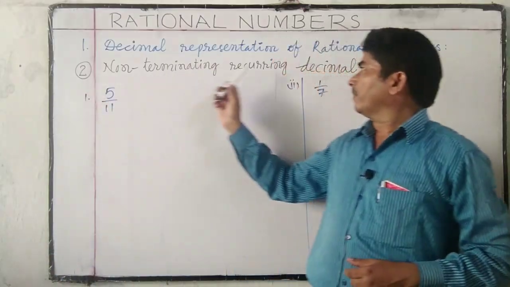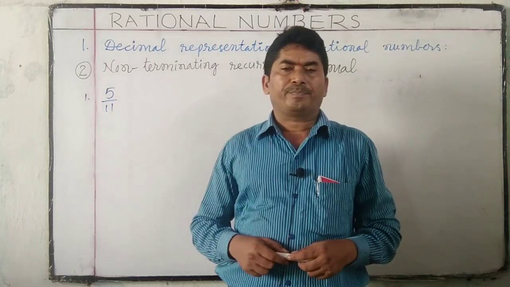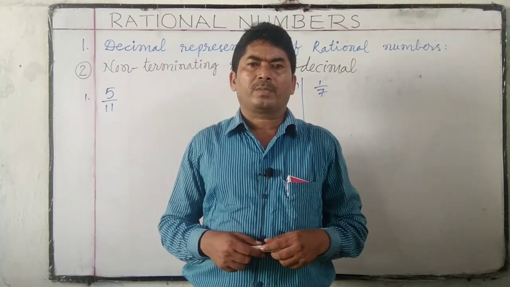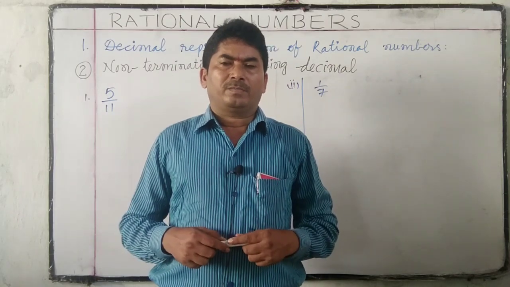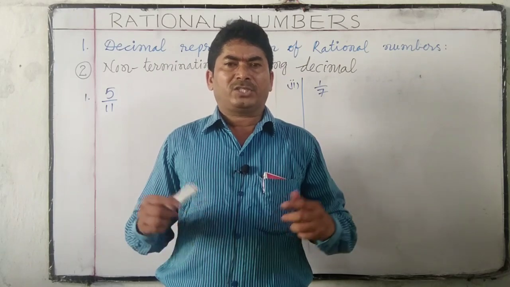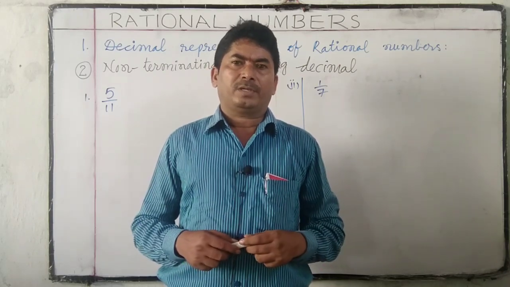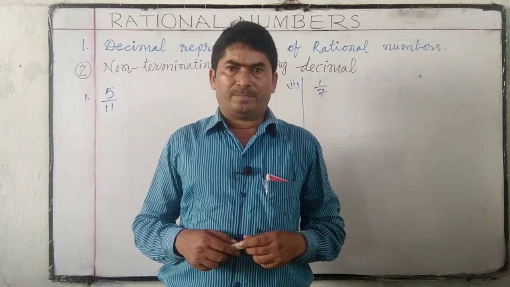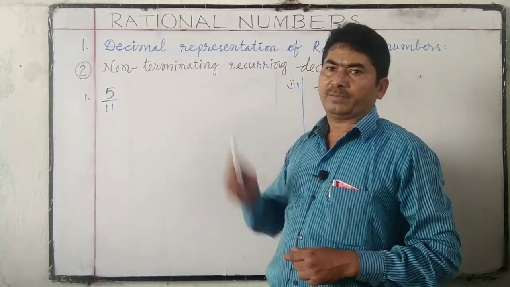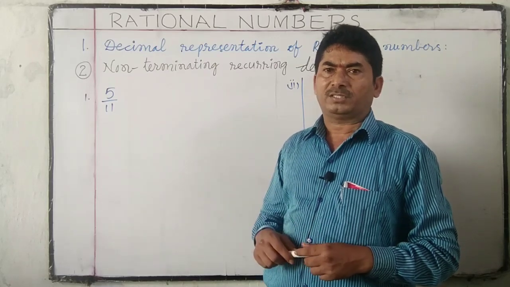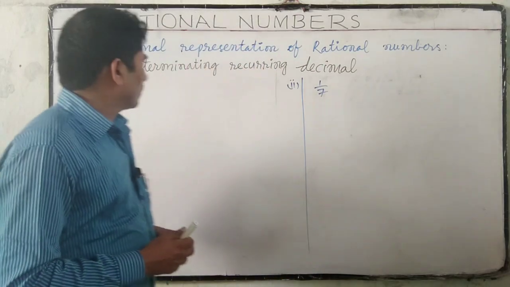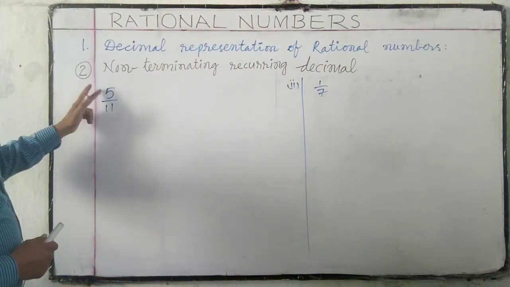Second one, non-terminating recurring decimal. What is a non-terminating recurring decimal? The rational number which does not terminate but repeats the same part again and again in the process of division is called a non-terminating recurring decimal. To understand this, let us observe two examples. First one, 5 by 11.